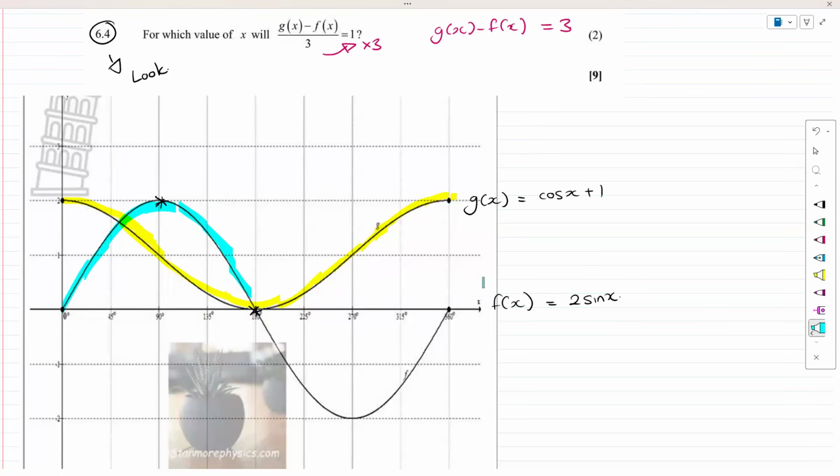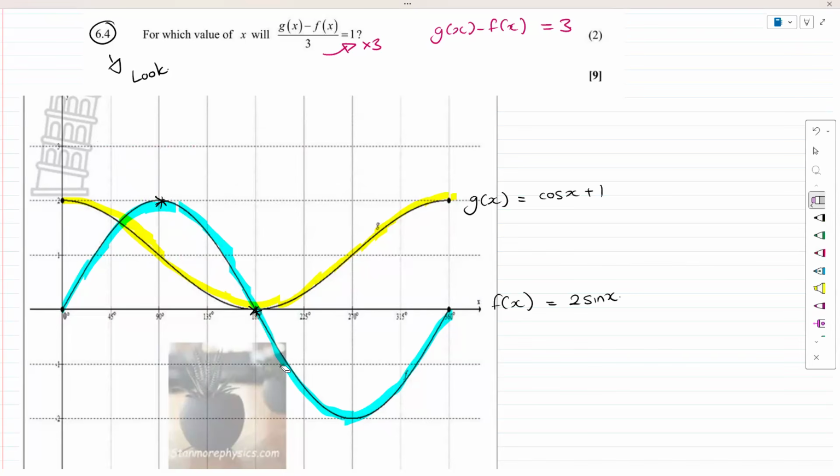The non-highlighted graph, let's make it blue. Okay, so we're going to take the g graph, the yellow graph, minus the blue graph, and it must give me 3. Let's try, right? Let's take this point here. At 90, the yellow graph is 2, minus the blue graph is 1, because I'm talking about the y values. And 2 minus 1 is 1. So that doesn't work out.